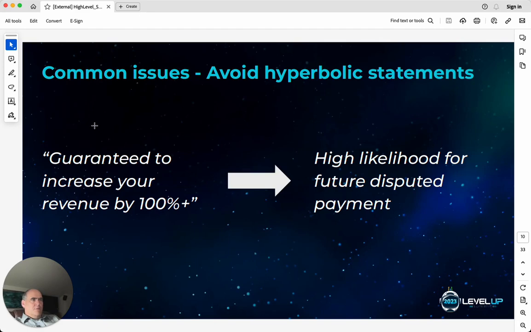Here is one of the other common issues, which they're calling hyperbolic statements. They're saying guaranteed to increase your revenue by 100% plus, versus high likelihood for future. They're saying that's a high likelihood for future disputed payments.